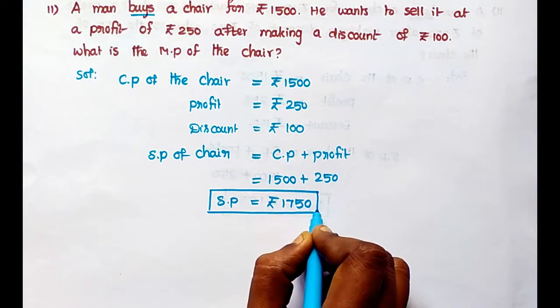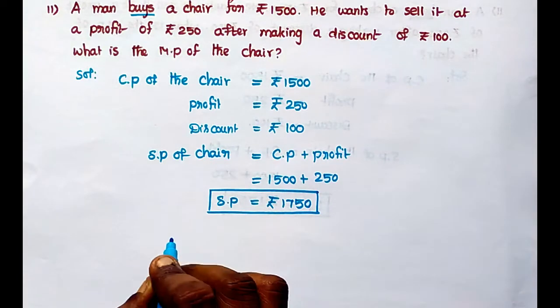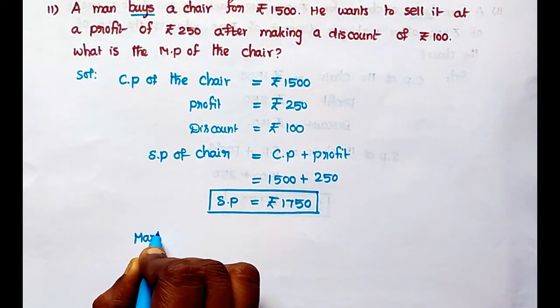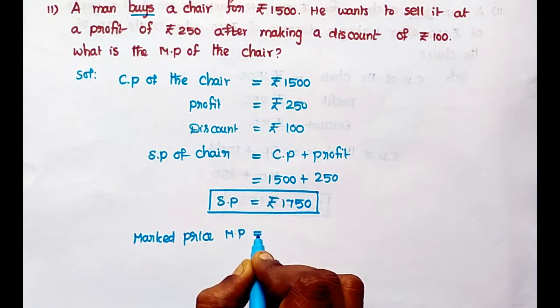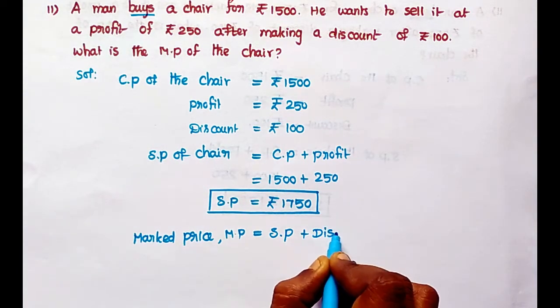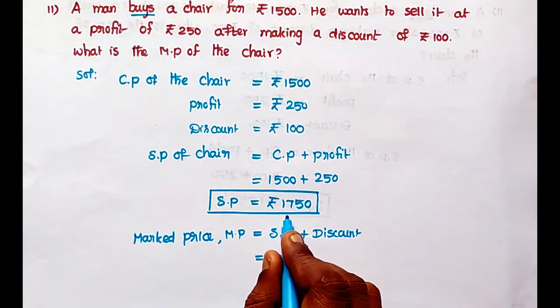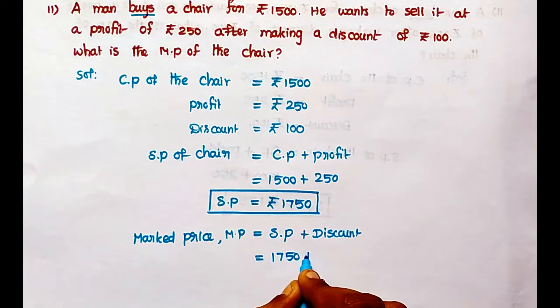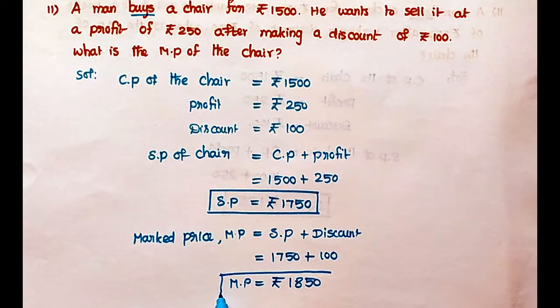Now we found the selling price and they gave the discount. So mark price equal to selling price plus discount. That is the formula. So selling price, we found that 1750, plus discount is 100. So mark price equal to 1850. That is the answer.